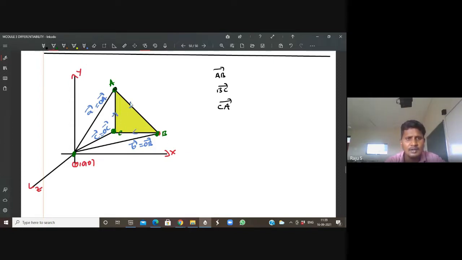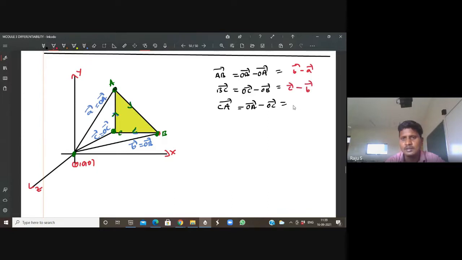Is it difficult to find AB, BC and CA? No, never. So how can you find the AB vector? The AB vector is given by the OB vector minus the OA vector. This you know already. BC is the OC vector minus the OB vector. And CA is the OA vector minus the OC vector. Got it? So this is nothing but B vector minus A vector. This is nothing but C vector minus B vector. This is nothing but A vector minus C vector.